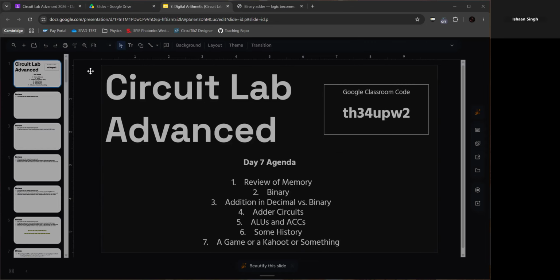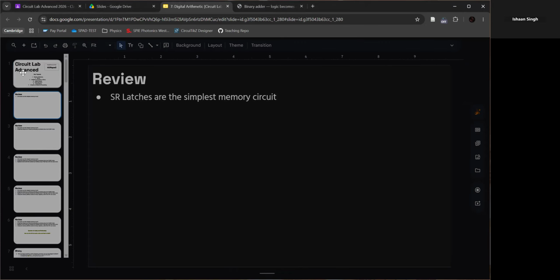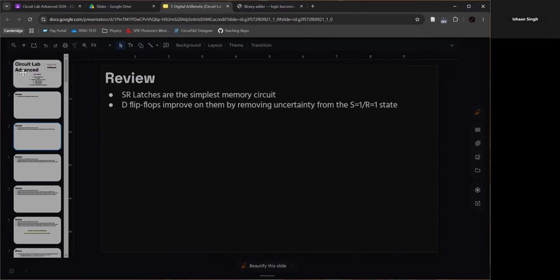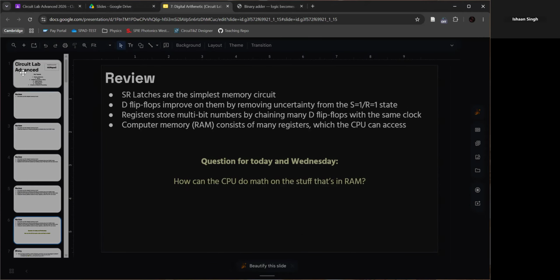This lesson, we're going to talk about arithmetic in binary. Just to recap the last lesson, we talked about the SR latch and the D flip-flop, and those are memory circuits. That's on the YouTube channel. You can go reference that video if you'd like to review.